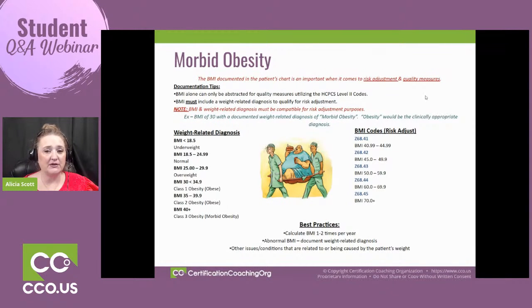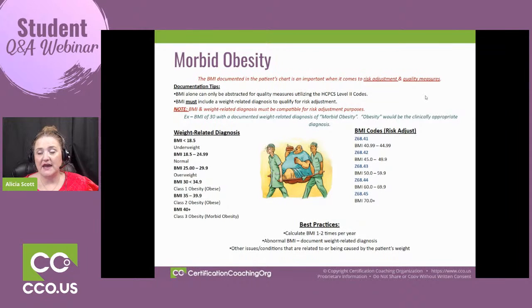If your provider documents that the patient has morbid obesity and there's not a BMI, then it's morbid obesity and you don't question that. If the patient has a BMI of 35 and they state morbid obesity, then by their terms it's morbid obesity. However, it doesn't apply for risk adjustment when you have to carry the HCC. Okay, so just be very, very careful with that.